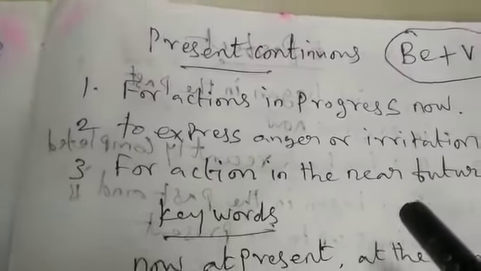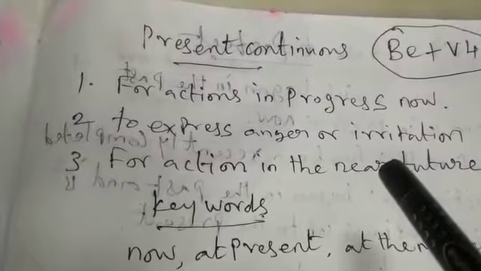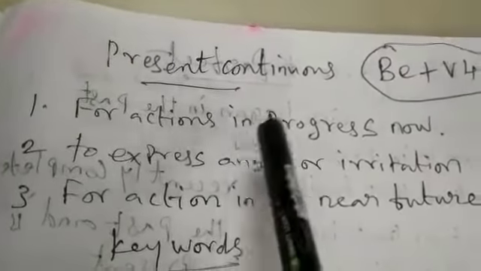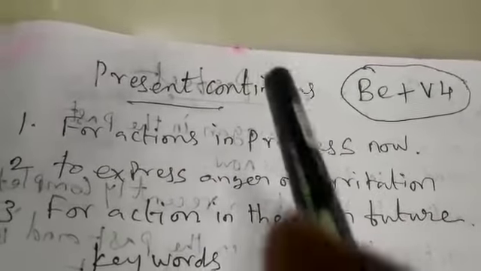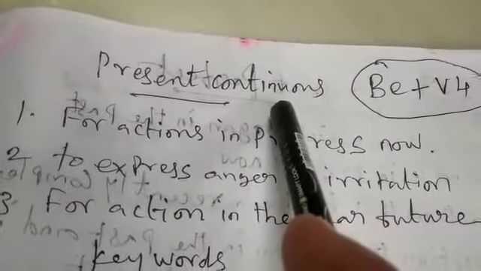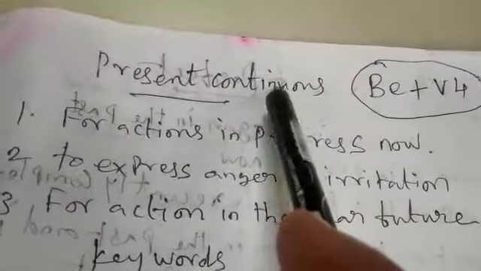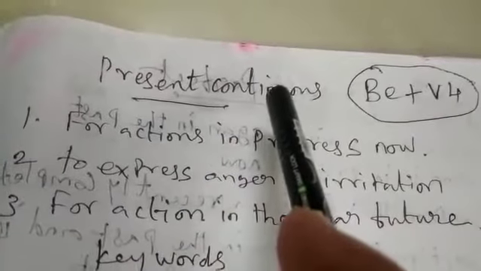Dear students, in our last class we saw about simple present tense. In this video we are going to see about present continuous tense. What is the structure of continuous tense? First of all, you have to identify continuous tense. Then you can find whether it is present, past or future continuous.